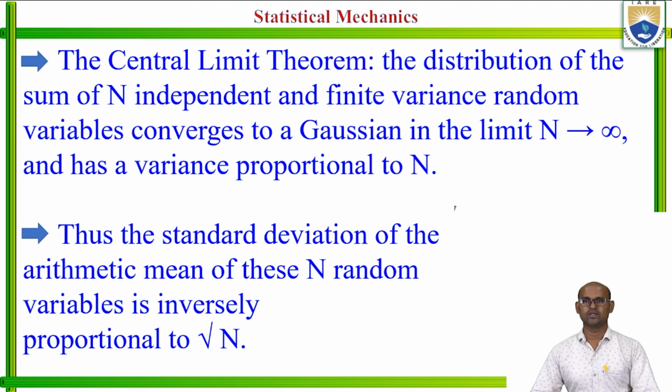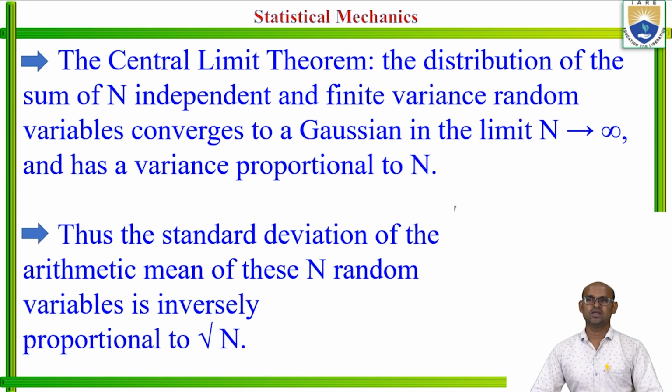So what is the central limit theorem? What does it tell? The central limit theorem says that the distribution of n independent random variables with finite variance converges to a Gaussian distribution in the limit of n tending to infinity, and it has a variance that is proportional to n.